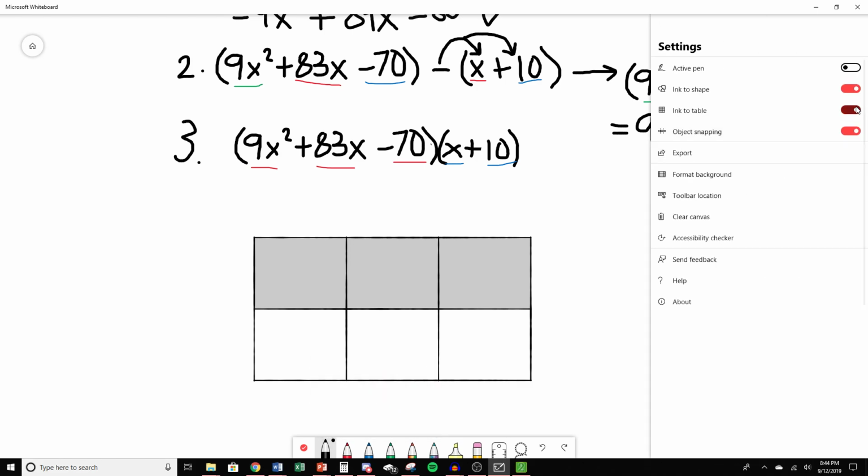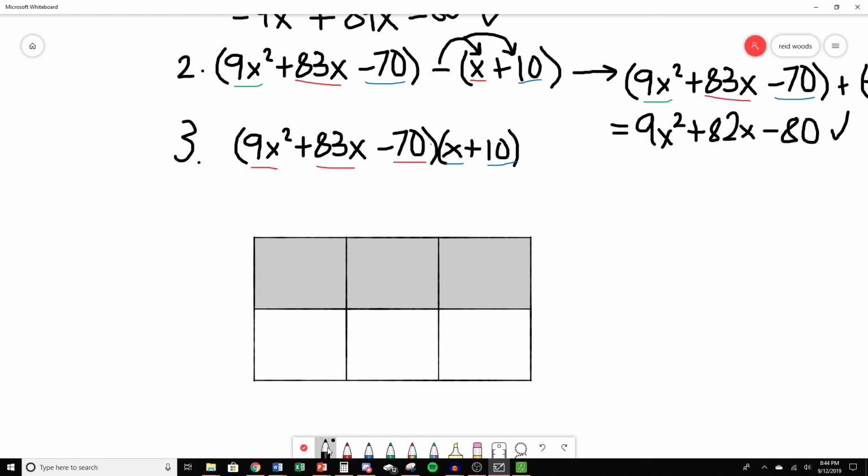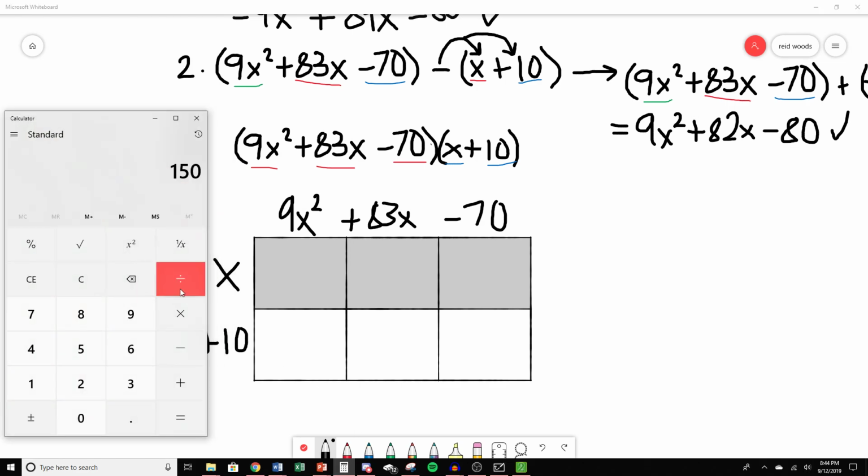So now, okay, now I'm ready to set this up. I know that I'm going to put 9x squared plus 83x. I like to write the signs in here. Minus 70. All right, and then over here is going to be x plus 10. If you need calculator help, you can use it. I might need that here in a second.